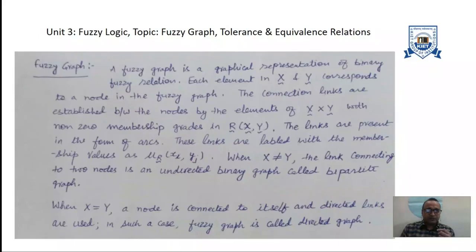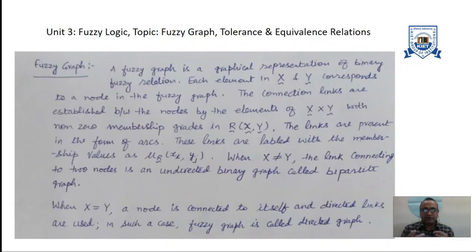So suppose we are having a binary fuzzy relationship. That binary fuzzy relationship can be represented in the form of a graph also. That graph is known as a fuzzy graph. So we can say that a fuzzy graph is a graphical representation of binary fuzzy relations. Binary means when we are having a relationship between two fuzzy sets, and their relations can be like that.